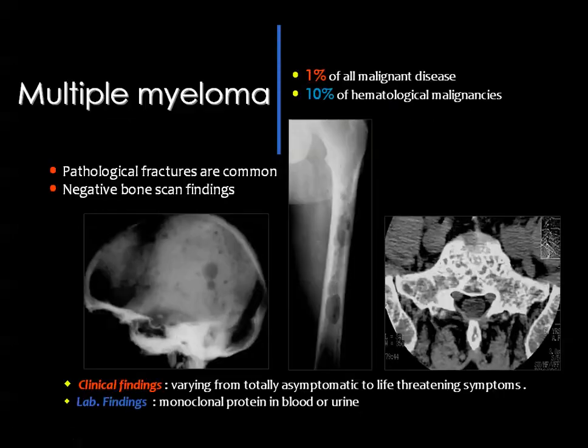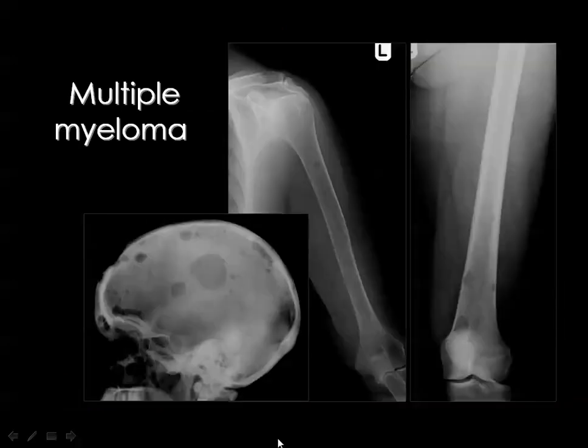Then multiple myeloma is the primary malignant tumor of the bone. It represents 1% of all malignant disease, 10% of hematological malignancies. And these lesions are classically osteolytic, and they are most commonly of similar or almost similar size. And if you look here, there are multiple osteolytic lesions in the femoral shaft, in the calcaneal bones, in the vertebral body, as well as in the iliac bones.